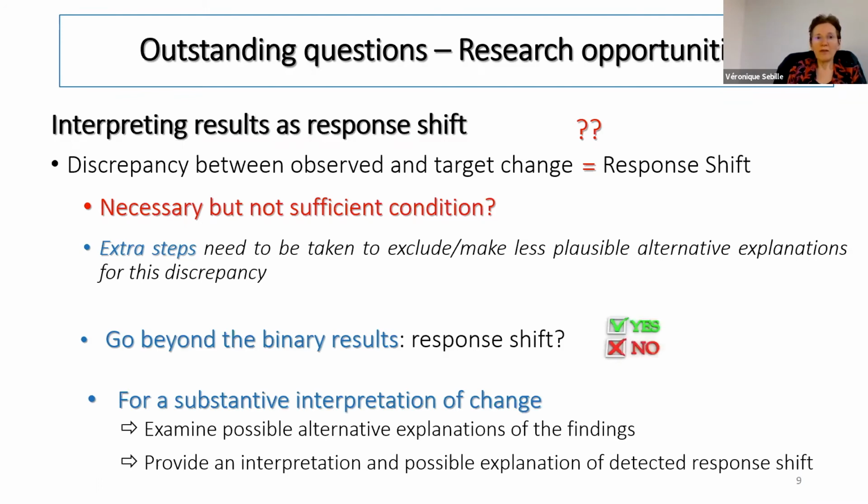Also, we think it is important to really go beyond binary results that we sometimes see in some publications, just indicating whether response shift is present or absent. Because indeed, if we want to have a substantive interpretation of change, we really have to examine all the possible alternative explanations of the findings that we think of, and also try to provide an interpretation and possible explanations of the response shift that we have detected.